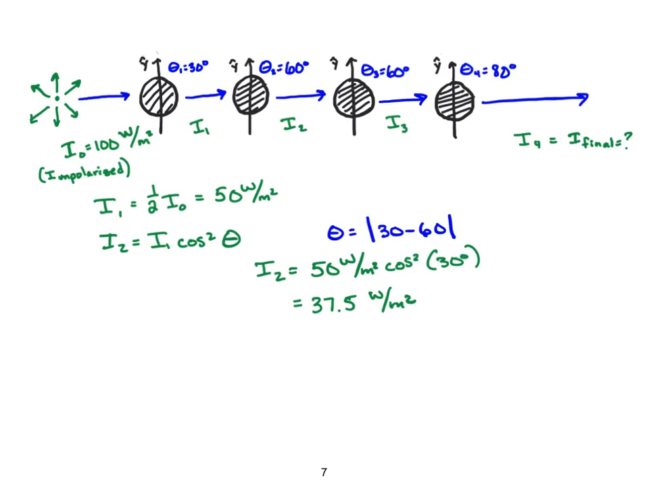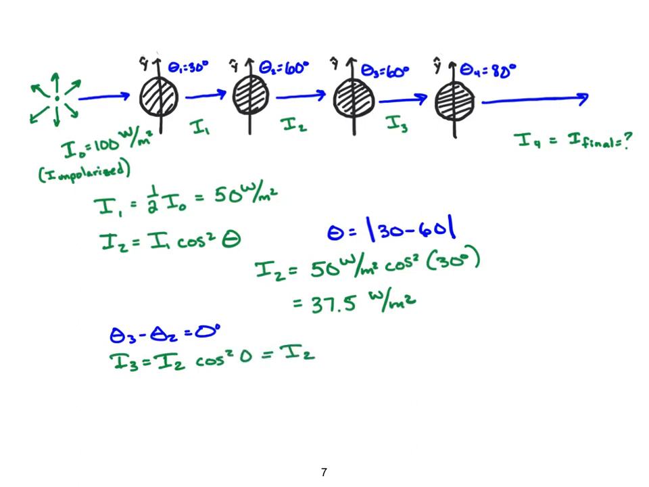You could see this by realizing that theta 3 minus theta 2 is 0 degrees, and of course cosine of 0 degrees is 1. So we would end up getting I3 equals I2 cosine squared of 0, or I3 equals I2.